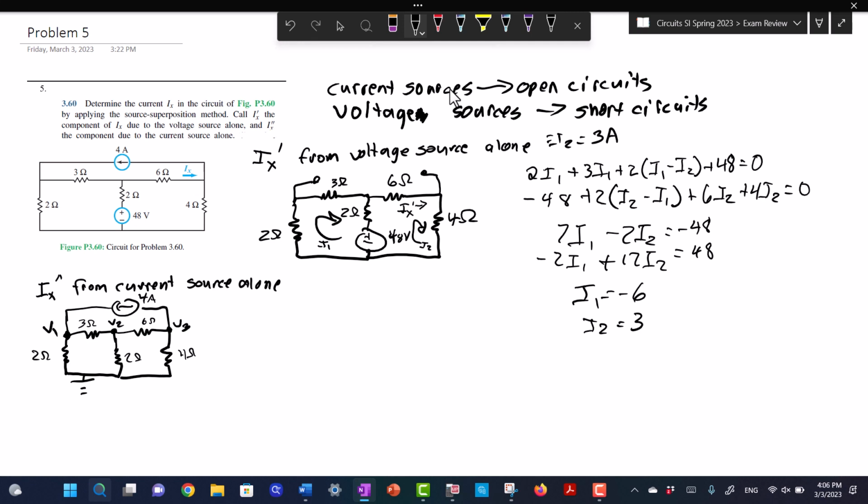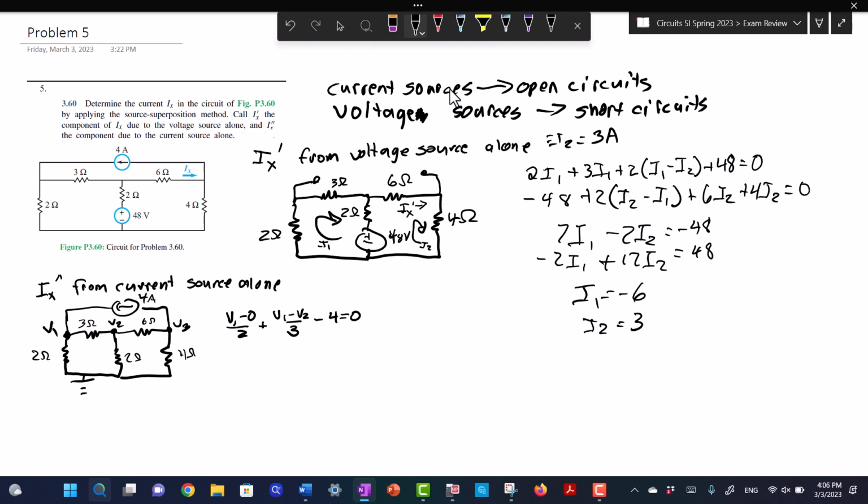So my currents coming out of V1 are V1 minus 0 over 2, because I made the bottom ground, plus V1 minus V2 over 3, and then minus 4 equals 0. Now, some of you like to write it, I think the book does, or maybe that's the way you've done in class, just go ahead and write it as equals 4, which is fine.